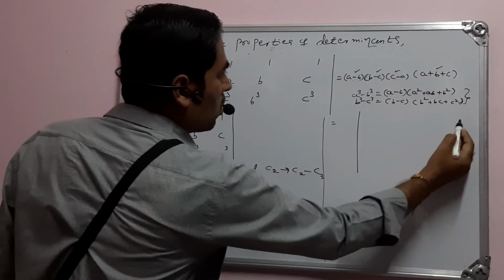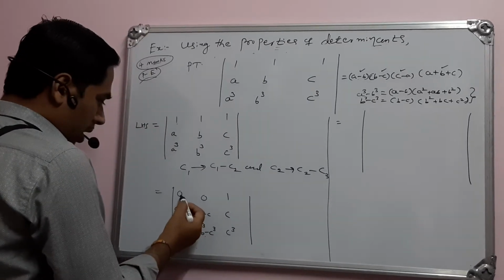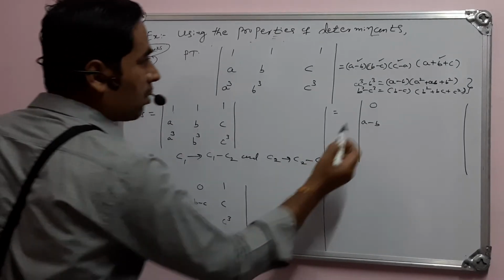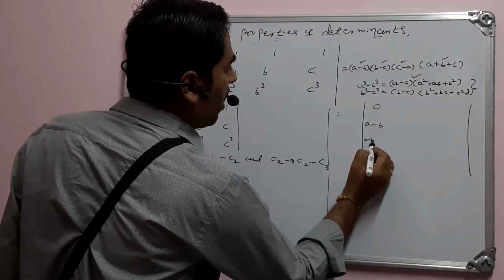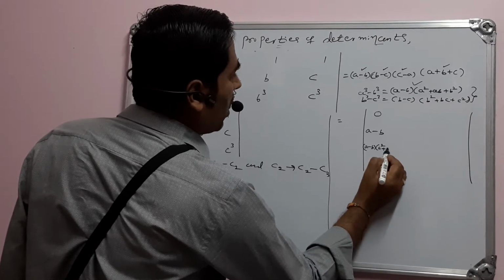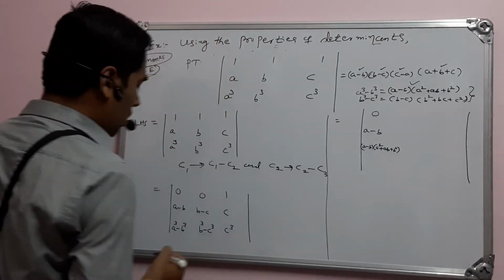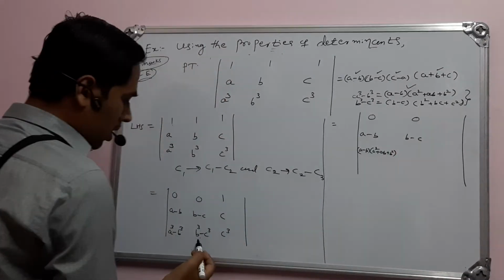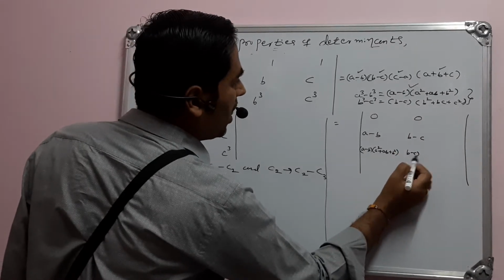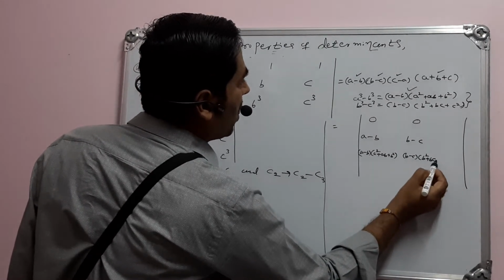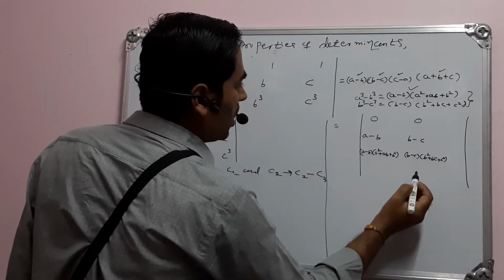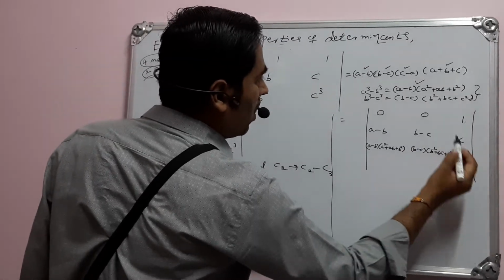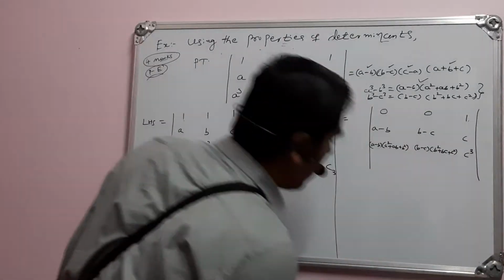So I will write the elements. First column wise here: 0, a minus b, then a cube minus b cube, which is a minus b into a square plus ab plus b square. Then second column: 0, b minus c, then b cube minus c cube, which is b minus c into b square plus bc plus c square. Then the third column is 1, c, c cube, that I can write as it is.